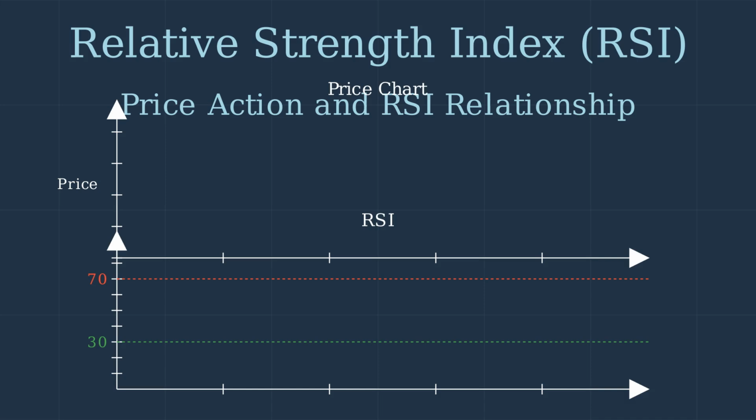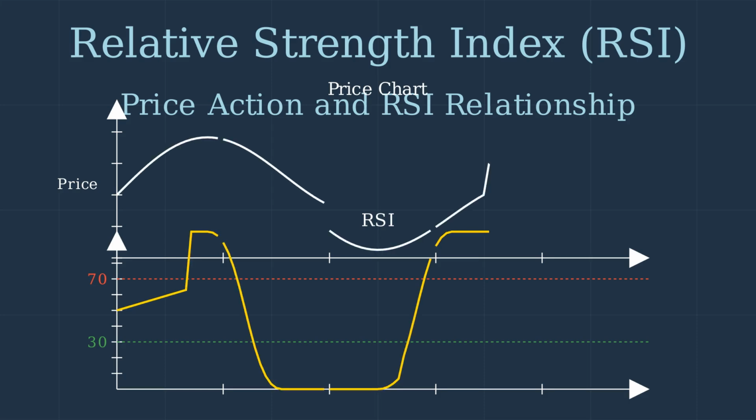To understand how RSI works in practice, let's examine a price chart with its corresponding RSI indicator. As prices rise and fall, notice how the RSI indicator reacts. When prices make strong upward movements, RSI rises toward the overbought zone. When prices decline, RSI falls toward the oversold zone.